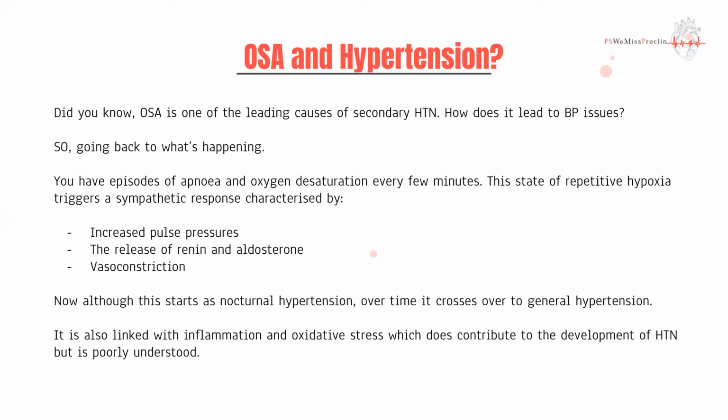What happens in that response is you have increased pulse pressures, which means your heart is going to be pumping harder. So the difference between your systolic and diastolic pressure is going to increase. You're going to have the release of renin and aldosterone because your body is going to be thinking that you are hypoxic and you want to increase both the blood pressure as well as the oxygen saturation. And you also have vasoconstriction because of that sympathetic tone. You also release a whole bunch of catecholamines during this process.